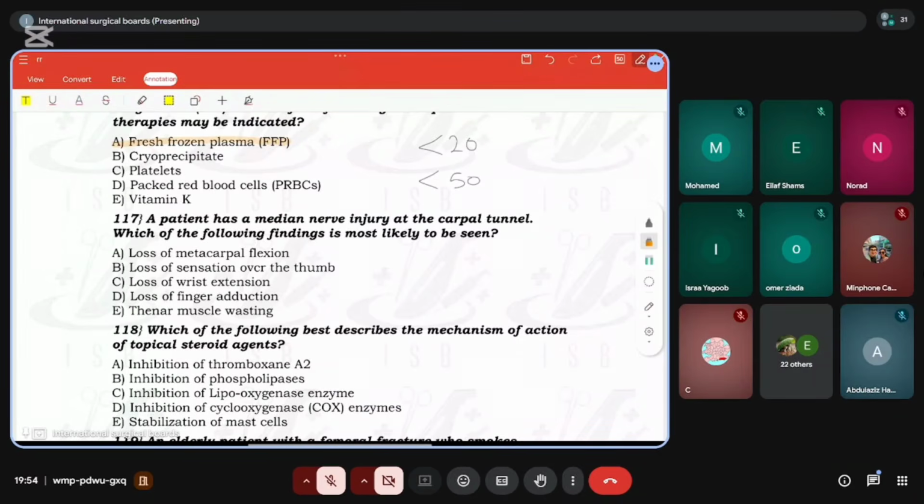Thenar muscle wasting, loss of finger adduction, loss of wrist extension. Okay, so thenar muscle wasting is a finding in carpal tunnel syndrome that is possible, right? Because median nerve supplies thenar muscles. Loss of finger adduction, not so much, because adductor pollicis is by ulnar nerve. Option C, loss of wrist extension, no, because wrist extension is radial nerve. Loss of sensation over the thumb, yes, it can happen. Also, loss of metacarpal flexion, no, because usually the long muscles are the ones that do that.